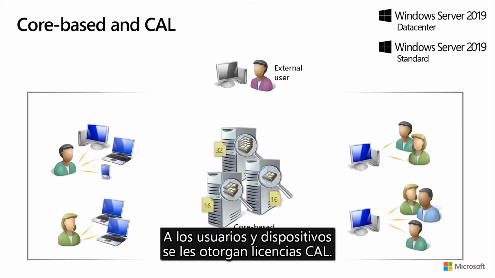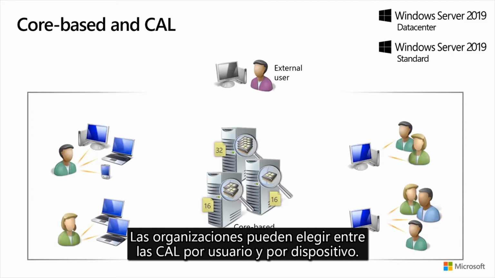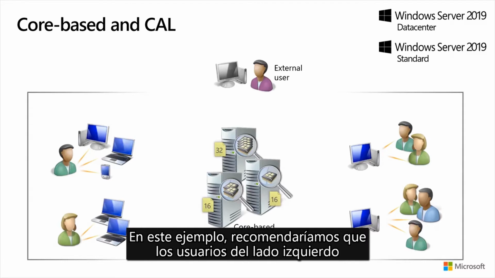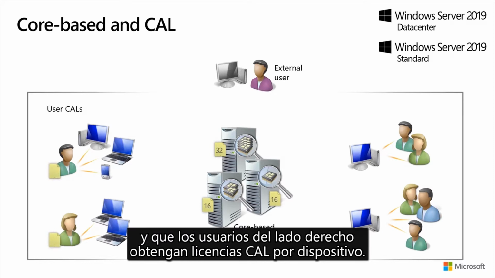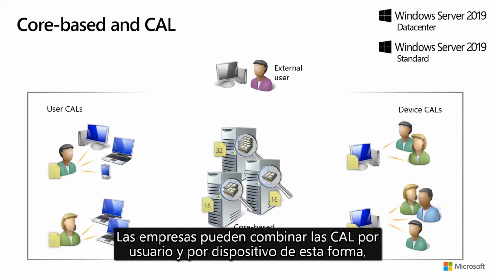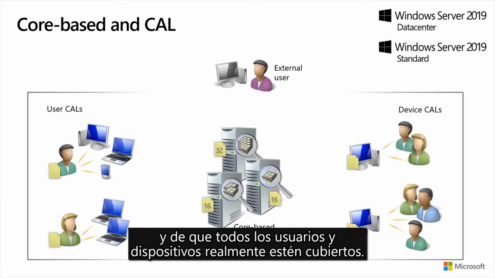The users and devices are licensed with CALs. You may well know that stands for Client Access License. Organizations can choose between user and device CALs, and in this example, we'd probably recommend that the users at the left were licensed with user CALs, since they'll be using multiple devices, and that the users at the right are licensed with device CALs. Now, businesses can mix user and device CALs in this way, but they do need to implement some processes to make sure that they remain compliant and that all users and devices are indeed covered.